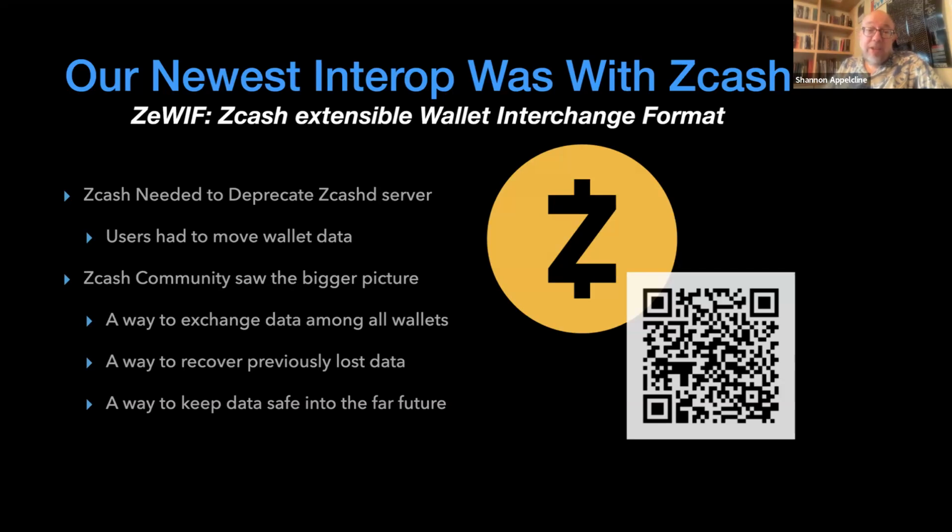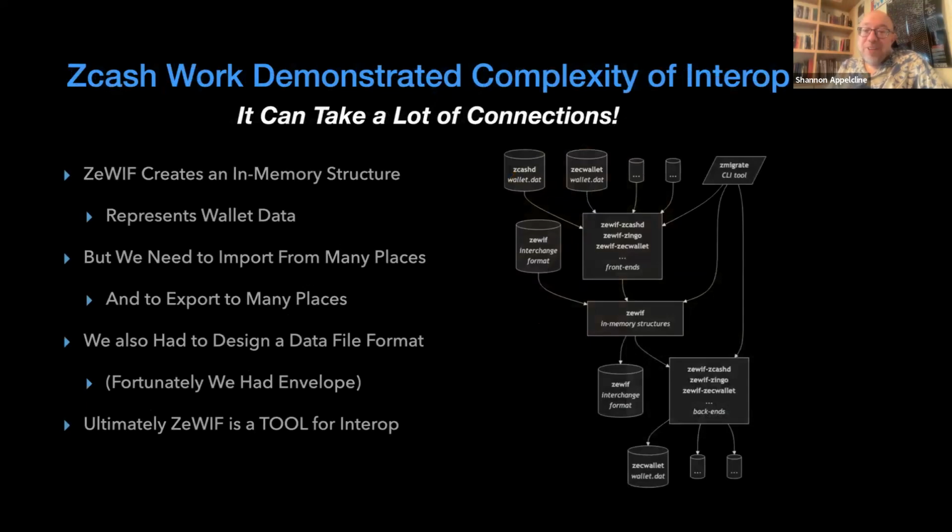But we talked to them and they saw the bigger picture, which is: what if we took this as an opportunity not just to do this one little thing that has to be done right now, but to create a whole interoperable ecosystem where any wallets that adopt a new format that we create can exchange data. It makes it so that users don't get locked into those individual wallets, and it also hopefully helps to get around some problems where in the past users have lost data because of slight differences in the way different wallets worked. And of course, as usual, it can keep data safe into the far future. The thing is, it can be very complex.